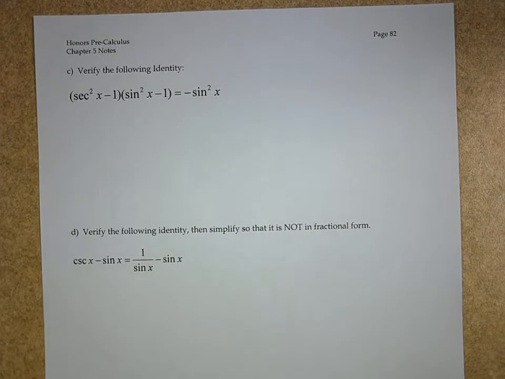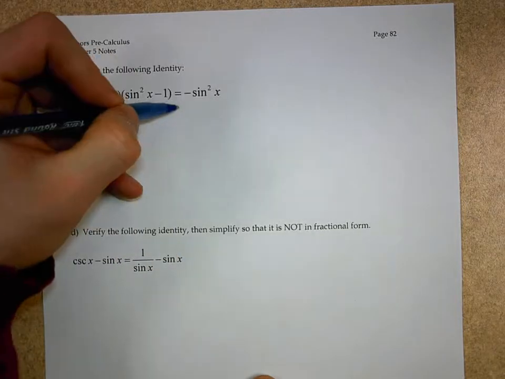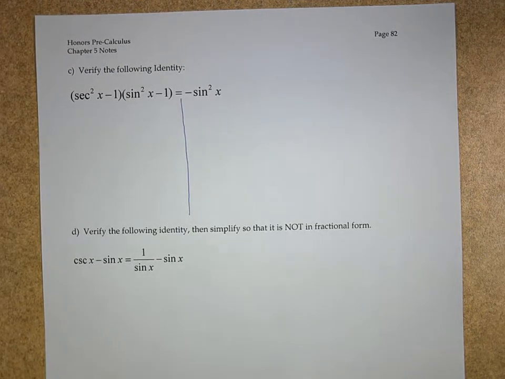This next identity we want to verify. There are many routes that we can take, but we want to start with the thought process of making the more complex side equal to the more simple side, which in this case is going to be the left side being more complex, and we're going to simplify it down to the right-hand side. So we'll draw a vertical line here. This one won't take too long to work out.